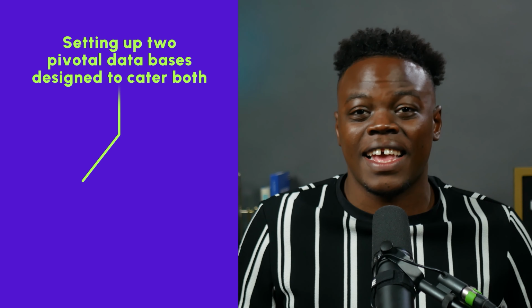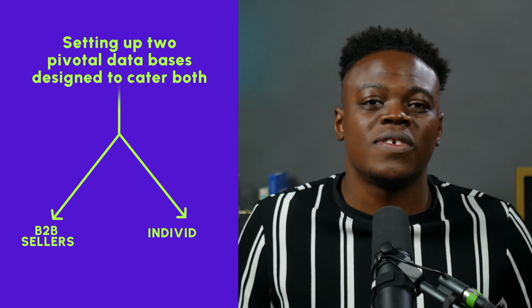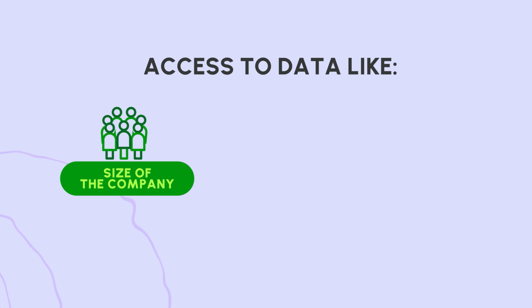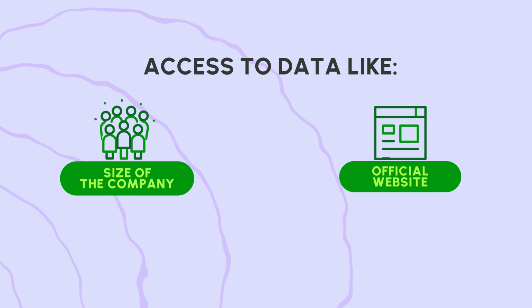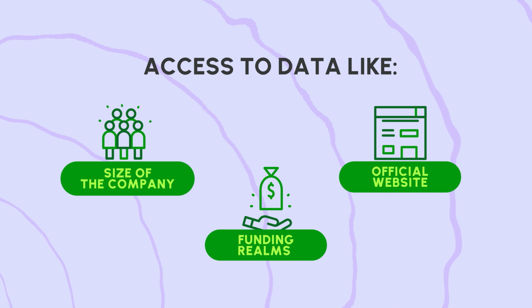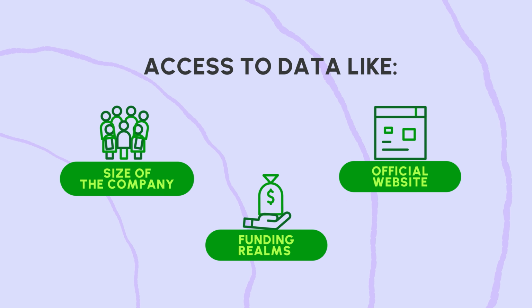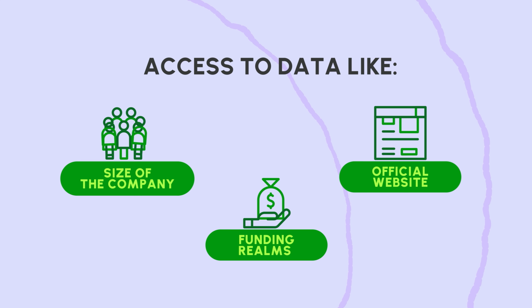So, here's what we're going to create. We're going to focus on setting up two pivotal databases designed to cater to both B2B sellers and those targeting individual prospects. So first we have the company database. This is tailored for B2B sales enthusiasts, and this data will aggregate crucial information about the company. So you can expect to have access to data like the size of the company, its official website, and insight into its funding rounds. This is your go-to database for a comprehensive view of potential business clients.